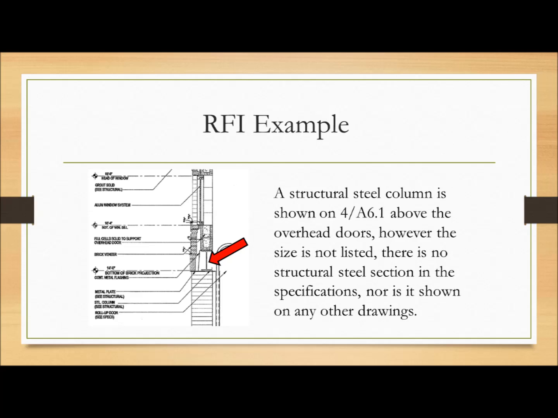Detail 4 on A6.1 regarding the structural steel column, as discussed in the previous slide, can be seen here. As you can see, a structural steel column is shown above the cast-in-place wall leading to the truck bay apparatus. There is no size listed on the detail, as well as no structural steel section in the specifications. The column is not shown on any other drawings or details throughout the project.